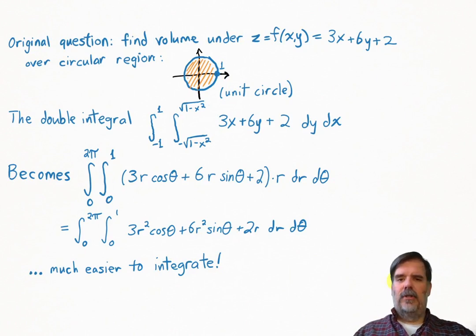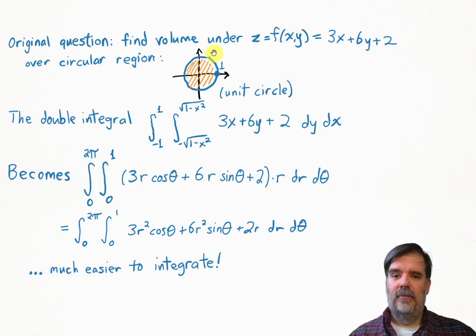Let's go back to the original question now, and let's see how much easier this is going to be to integrate. Right? We're looking for the volume underneath this function, 3x plus 6y plus 2, but over the unit circle. Originally, we had this double integral, which was a little bit complicated because of these bounds.